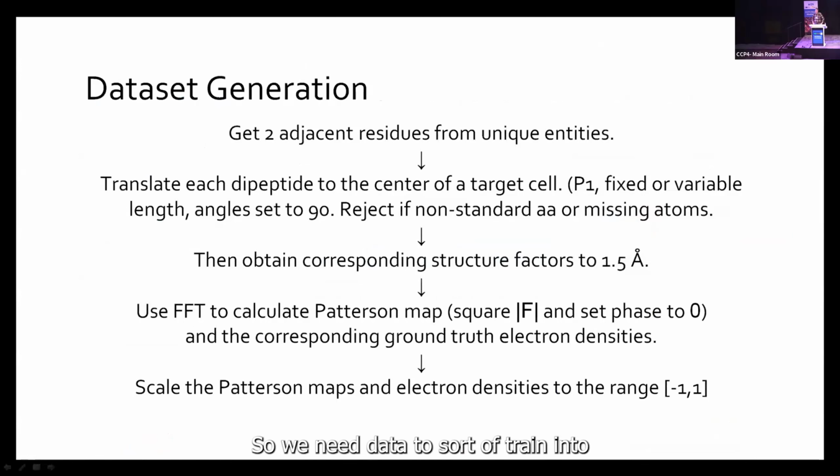So we need data to train it. Instead of taking random atoms as Hurwitz did, we took dipeptides from PDB structures in random orientations and then put them into a P1 box. We would then calculate structure factors from that model and use that to make the starting Patterson map. And then we would normalize the Patterson map to -1 to 1 so that we can use a tanh activation at the end.